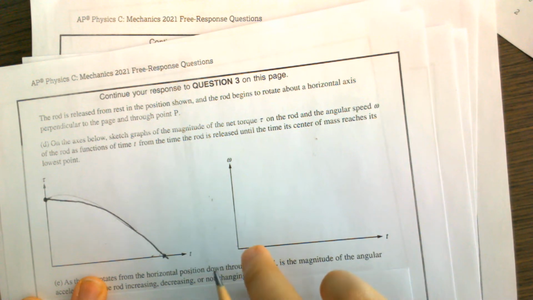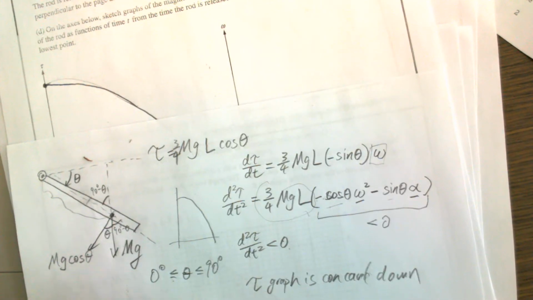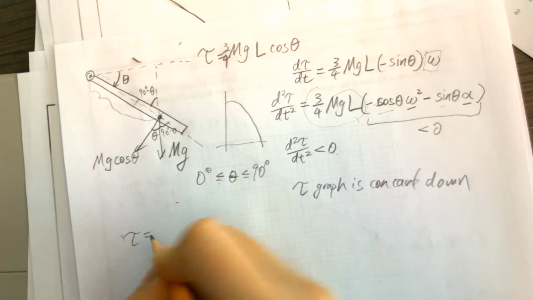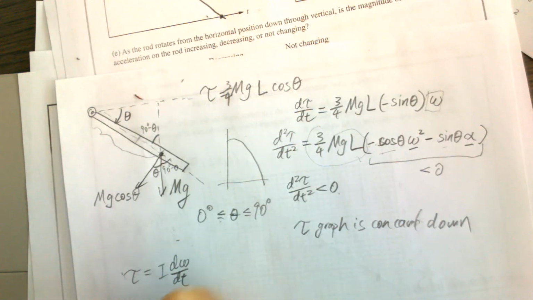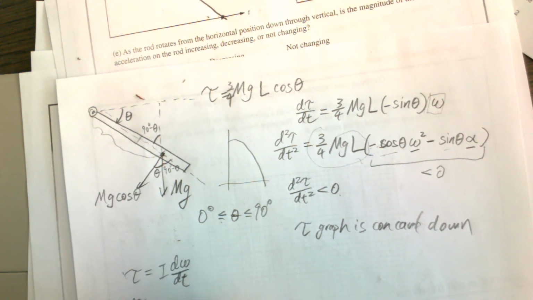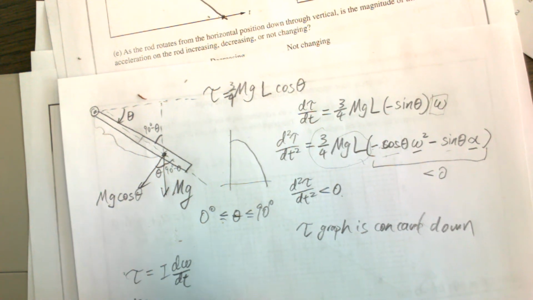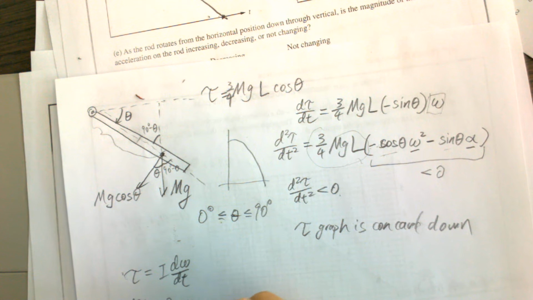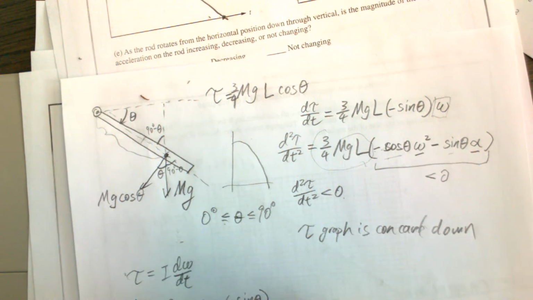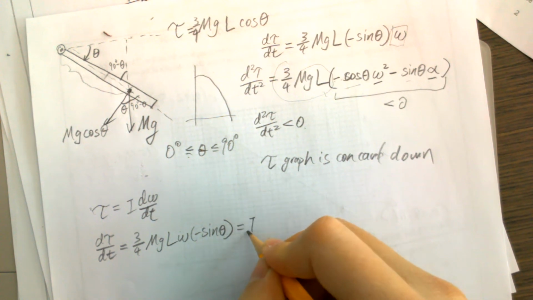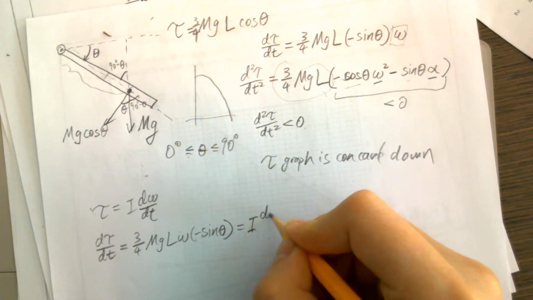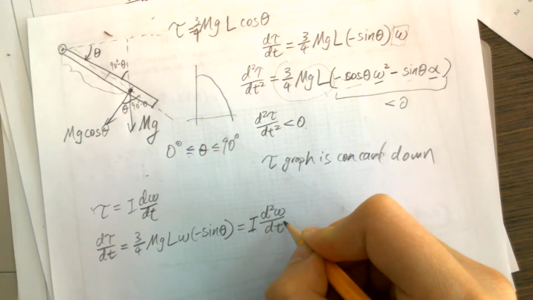And how about the angular acceleration? We know that torque is equal to I times d omega over dt, right? And we also know that the derivative of the torque is equal to 3/4 mgl omega times negative sine theta, right? Same as we calculated here, and that should equal 1/I times d squared omega over dt squared.